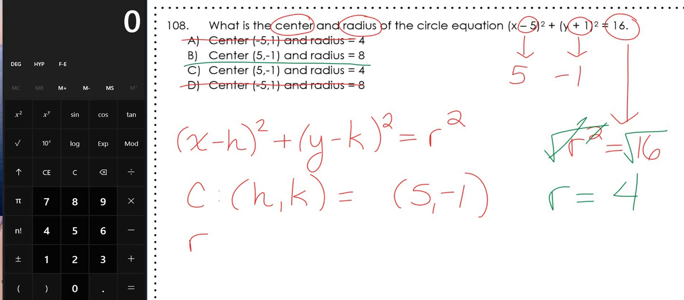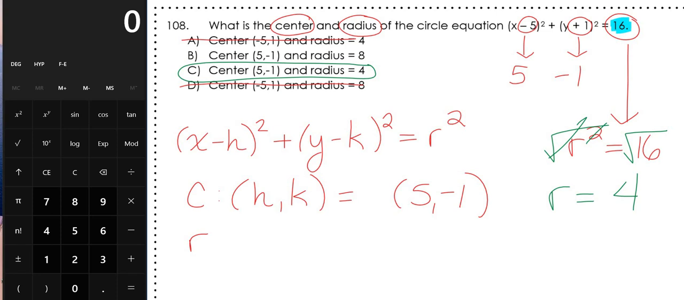That's choice C. So always, when you want to figure out the radius, grab whatever number is there on the right-hand side and square root it. Square root it, not square it. Figure out what number times itself gives you that 16, or that number on the right-hand side.